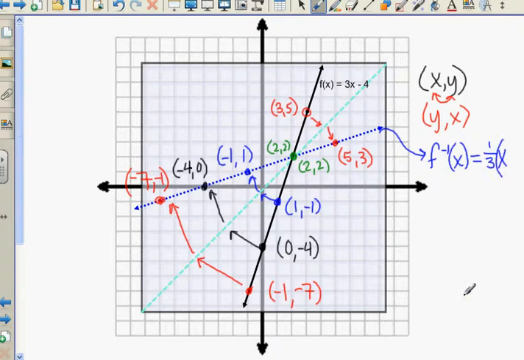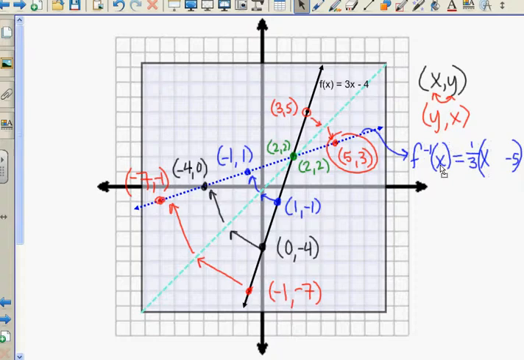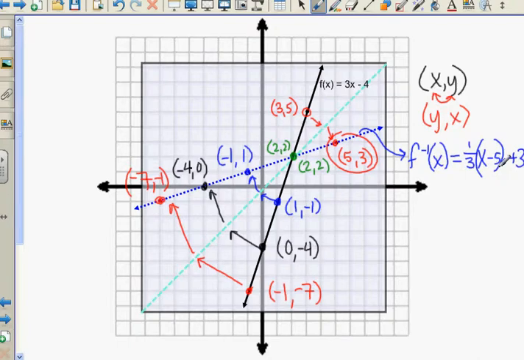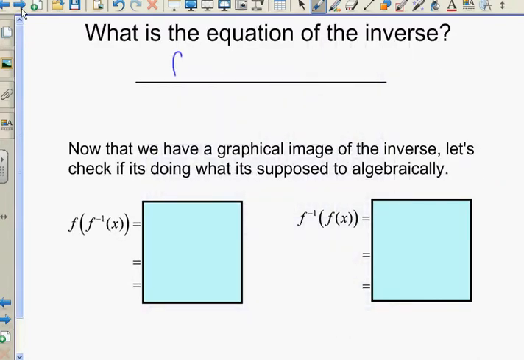It doesn't have a perfect y-intercept, so I'm just going to pick a point here to plug in. I'm going to take that first inverse point we looked at, 5, 3. So this would be x minus 5 plus 3. And we said that was our inverse function, right? So we had f inverse of x equals 1/3 x minus 5 plus 3.